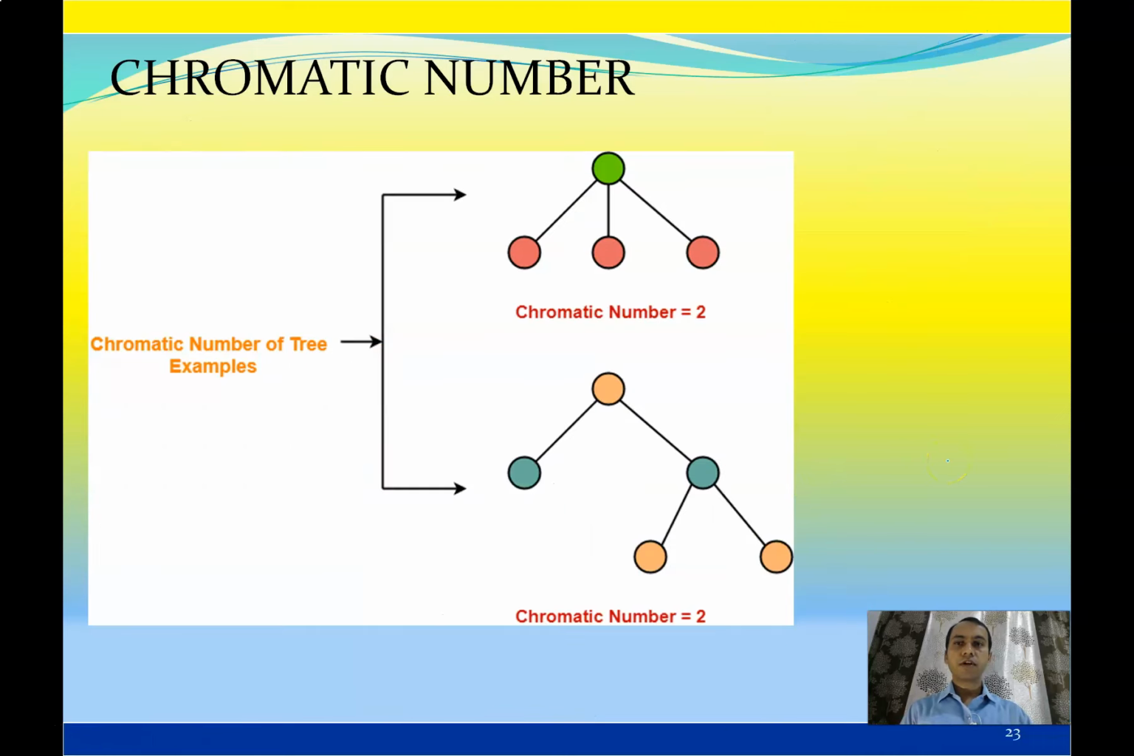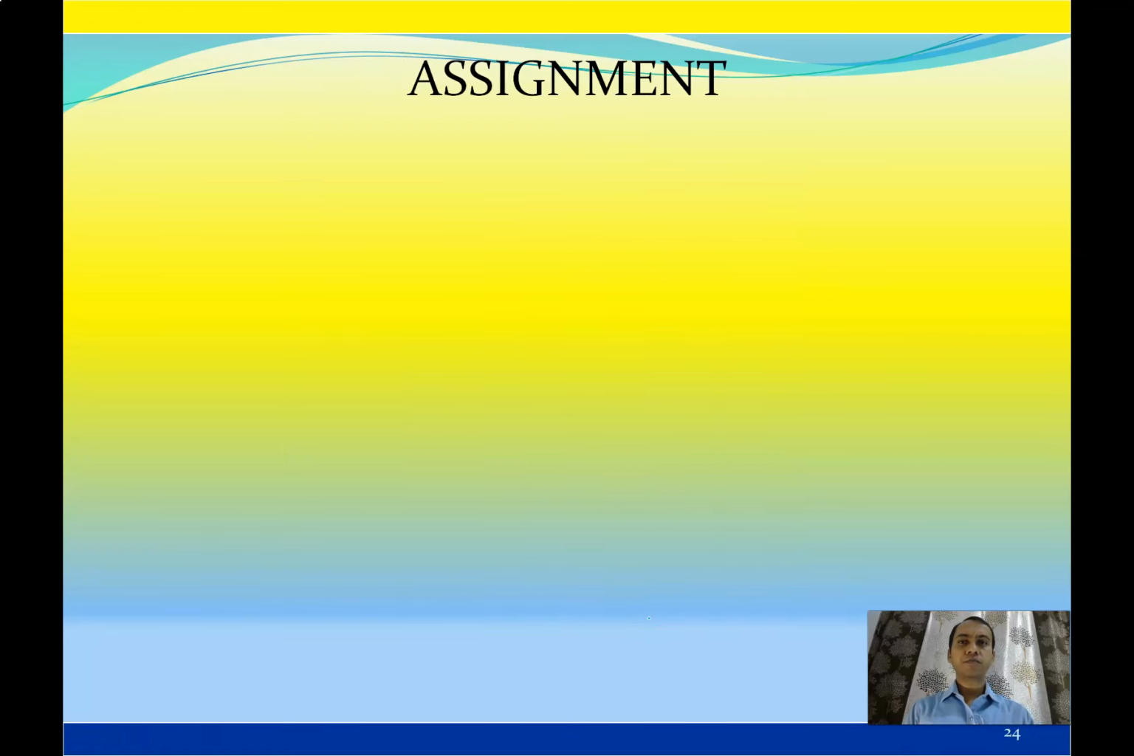Chromatic number for the tree. For the tree, the chromatic number will be 2. This is green and this is red. So no problem. So the chromatic number is 2. Again 2. So the chromatic number for a tree is 2.